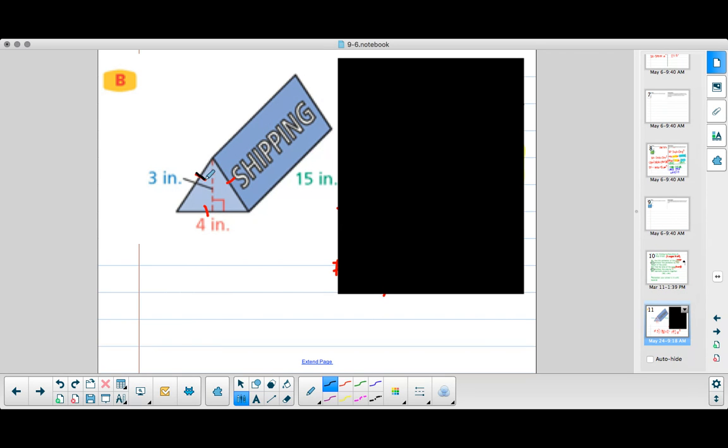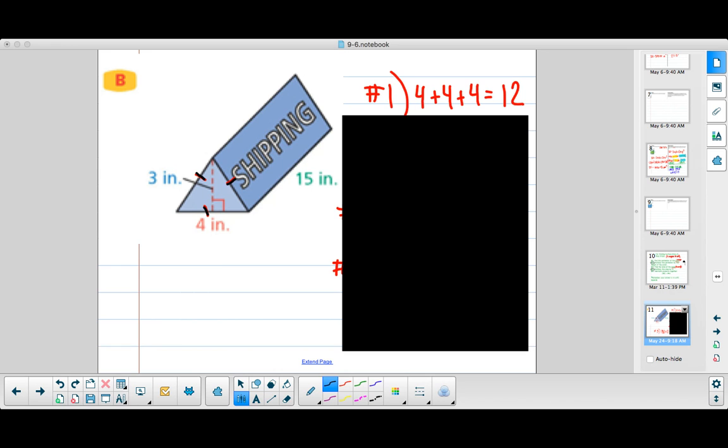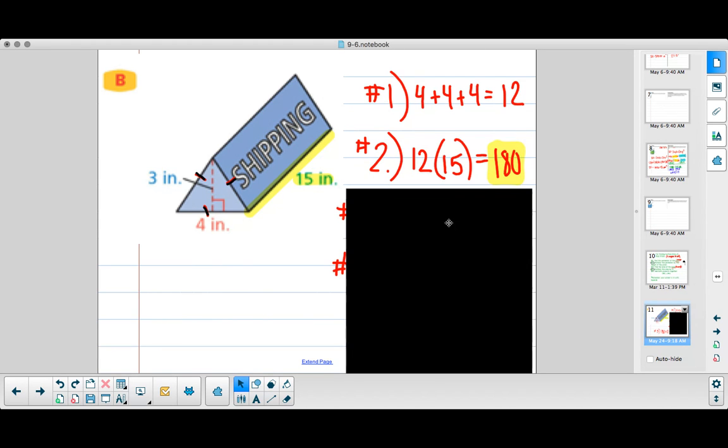Remember these little red lines here that I'm outlining in black are called tick marks. They indicate that the three sides are the same. So step one, again, is to find the perimeter of the base or of this triangle. All three sides are 4, so the perimeter would be 4 plus 4 plus 4, which is 12. You then multiply that number by how tall your prism is. The length of the prism, or the height of the prism, is the length from one triangle to the other, and in this case it's 15 inches. So your next step, step 2, would be 12 times 15, which is 180.